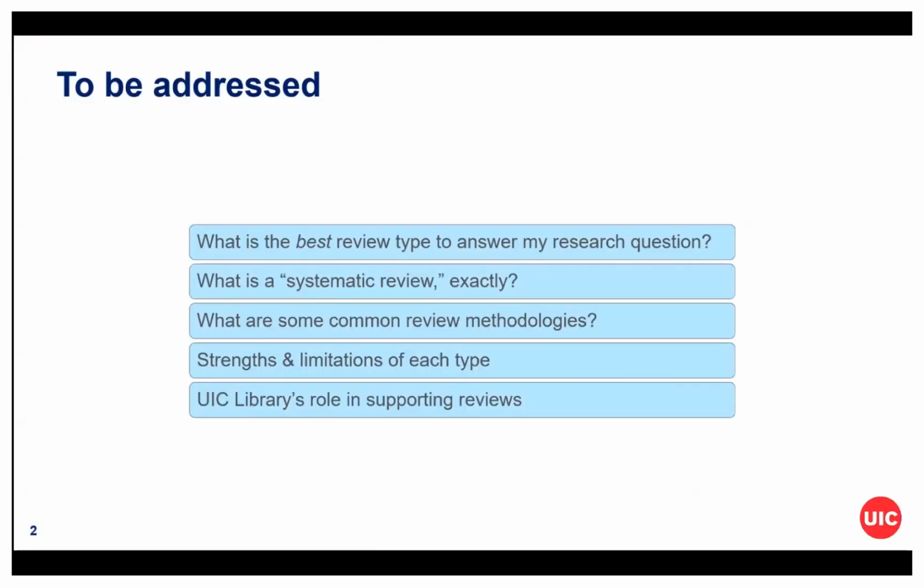In terms of what I'm going to be covering: what is the best review type to answer a research question that you have? What is a systematic review? What are some common review methodologies? I'm not going to go through all of them, I'm just highlighting a few, and the strengths and limitations of each type. And lastly, UIC Library's role in supporting reviews. The one thing I'm going to bring up a couple of times today is that, for this webinar, I want to stress that there's no superior review method. Instead, it's more about choosing which review is best going to address your question.